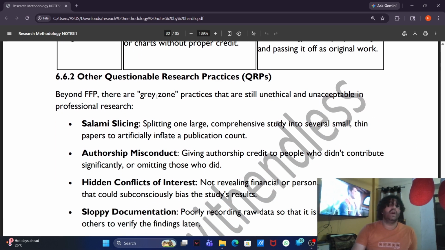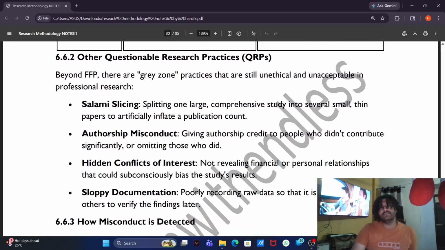Next topic, other questionable research practices, QRPs. Beyond FFP, there are gray zones, practices that are still unethical and unacceptable in professional research. These are salami slicing, authorship misconduct, hidden conflicts of interest, and sloppy documentation. Let's go through them one by one.